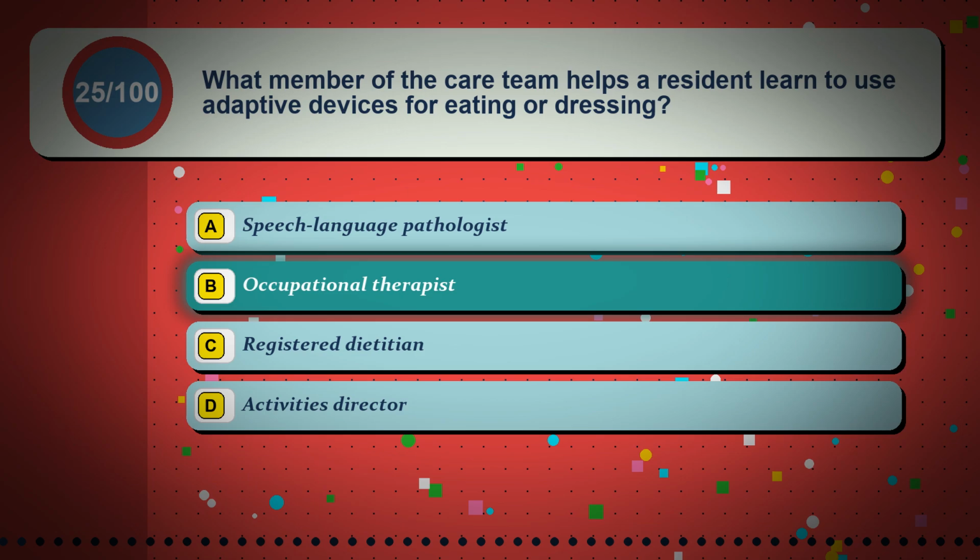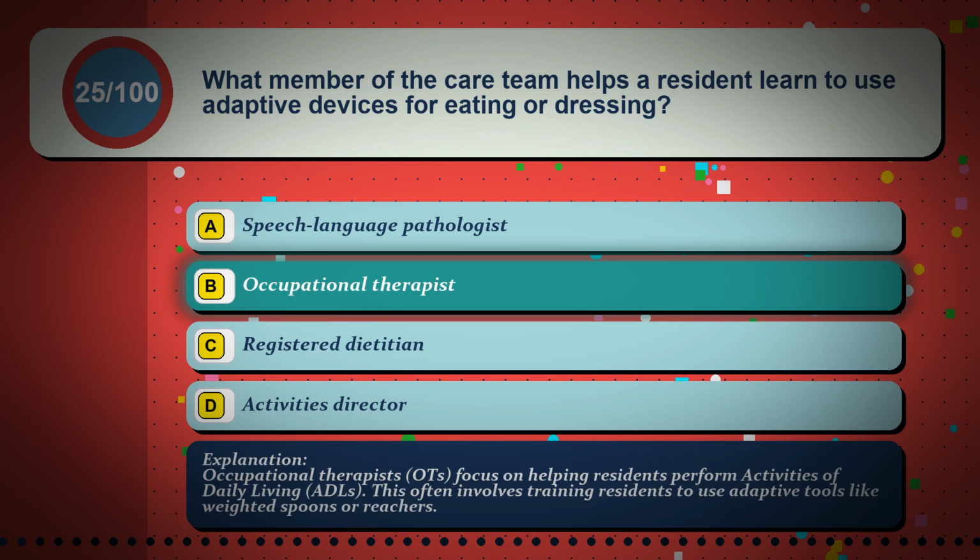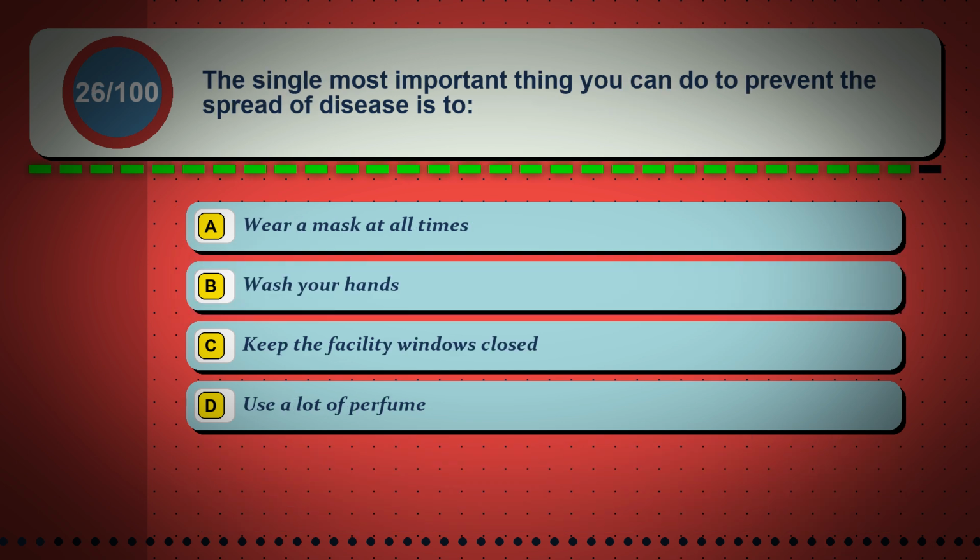The correct answer is option B, occupational therapist. Occupational therapists, OTs, focus on helping residents perform activities of daily living, ADLs. This often involves training residents to use adaptive tools like weighted spoons or reachers. Question 26. The single most important thing you can do to prevent the spread of disease is to option A, wear a mask at all times.